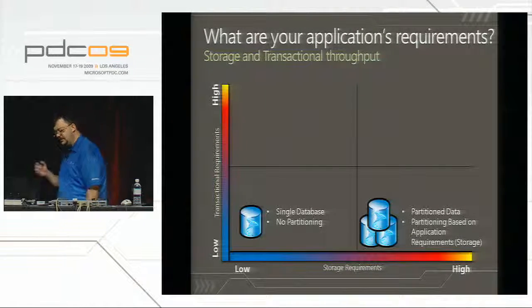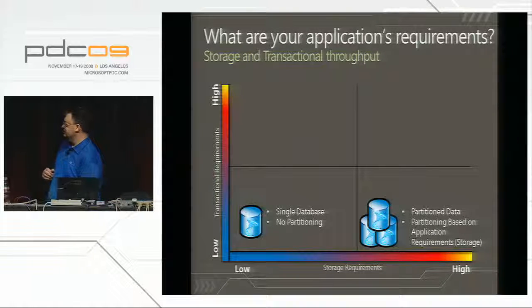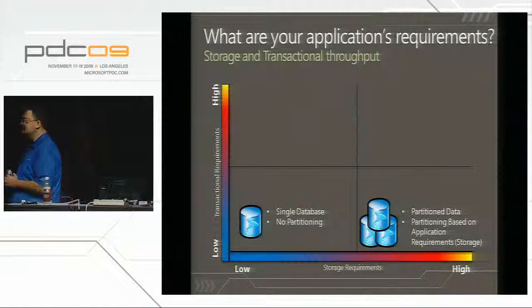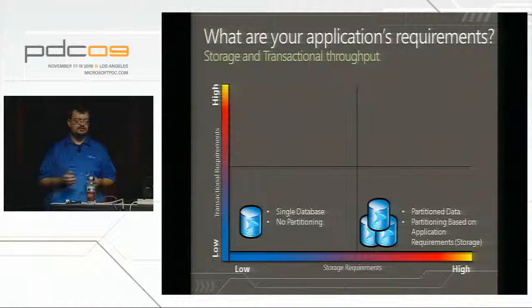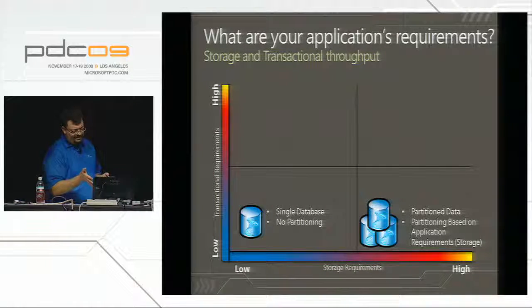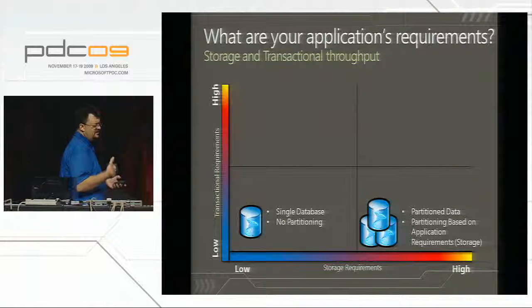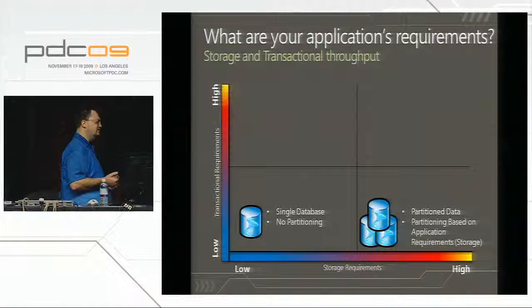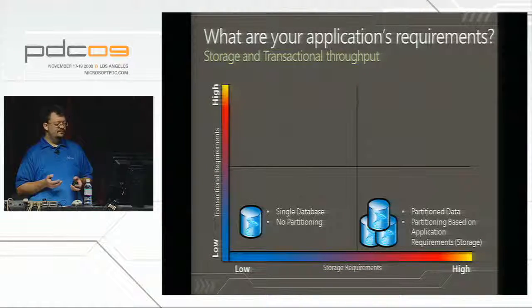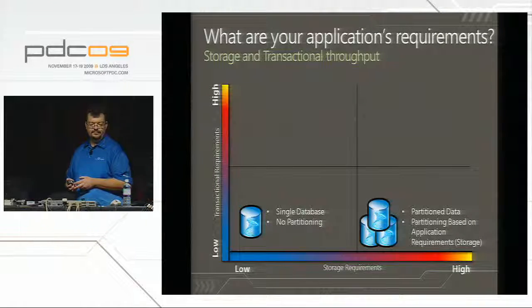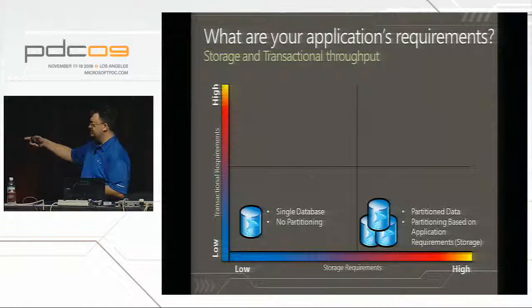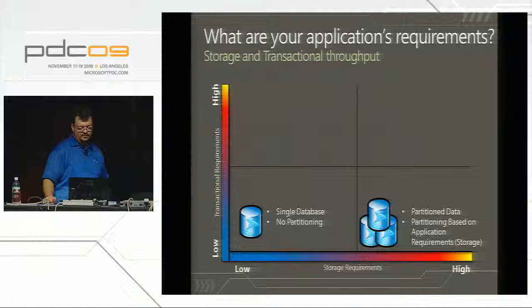We also have applications that have high storage requirements but low transactional requirements. What we typically do there is we partition our data. The applications that live down there are typically archival type workloads, and they typically use some sort of range-based partitioning scheme. We'll talk about some more of that in a little while in the talk.